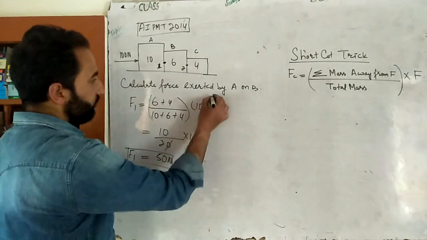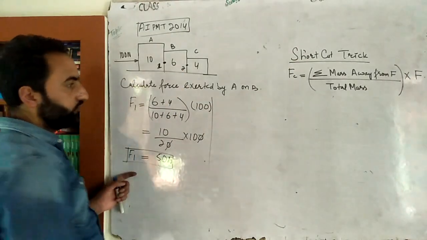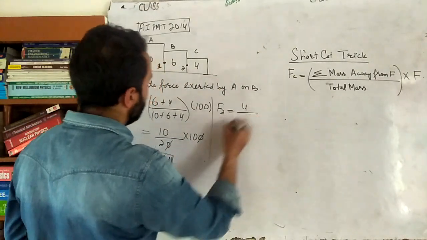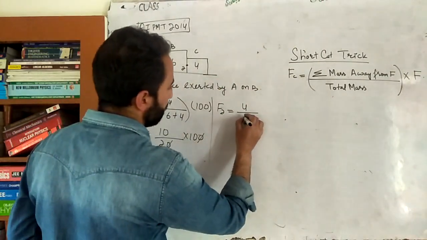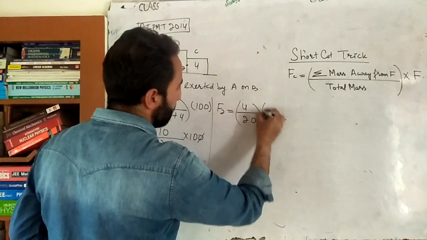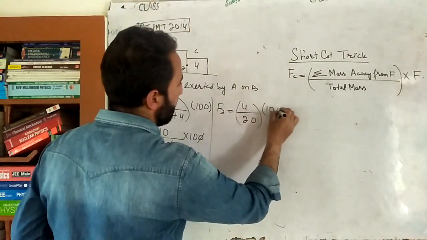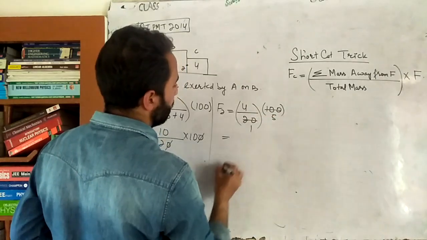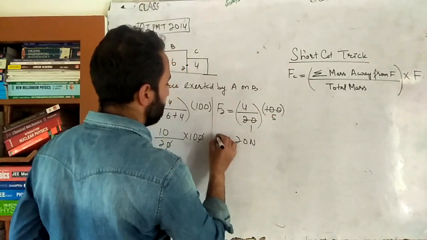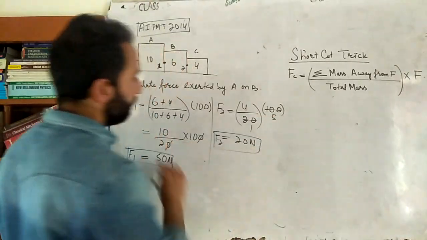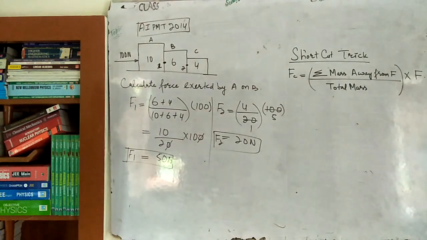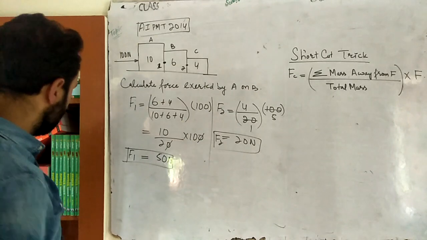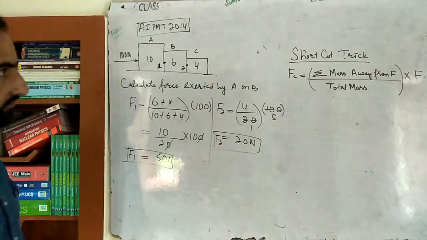Okay. And if you are supposed to calculate F2, F2 will be equal to, again, mass away 4, divided by total mass, that is 20, multiplied by external force, that is 100. So it will be 2 ones are 2, 5 fours are 20. 20 Newton is the answer. This is F2. Okay, simplest. So this trick is very handy, very important. Okay, so pause the screen, write it down.